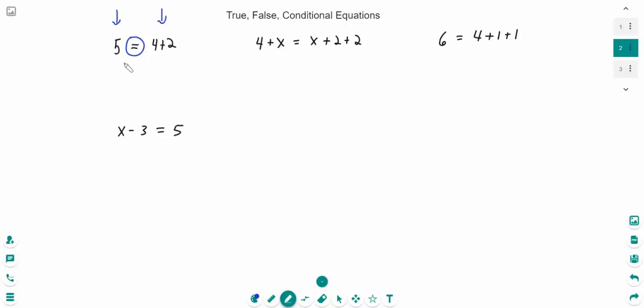But if we try to simplify the expressions a little bit on the left and right sides, we'll notice that it just doesn't quite make a whole lot of sense.